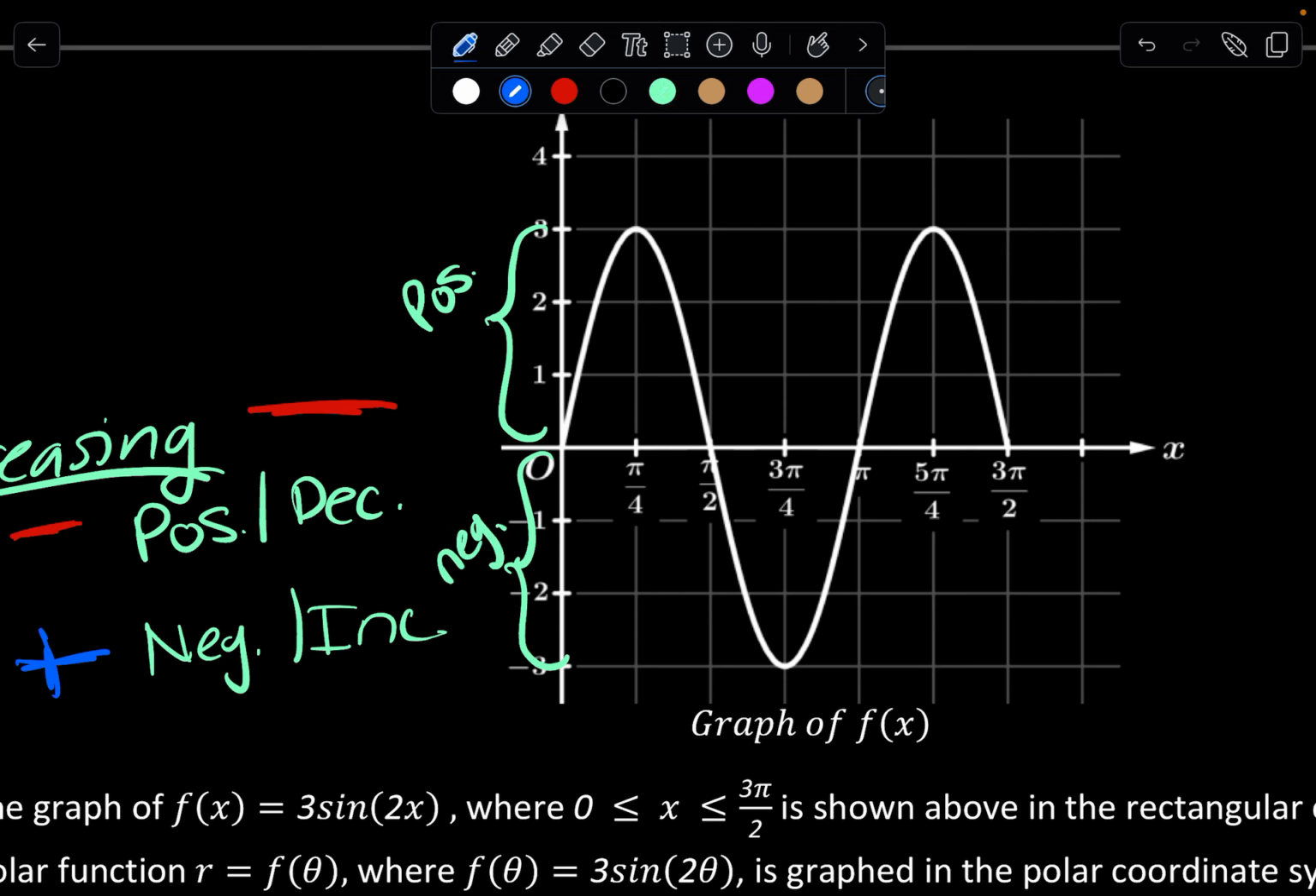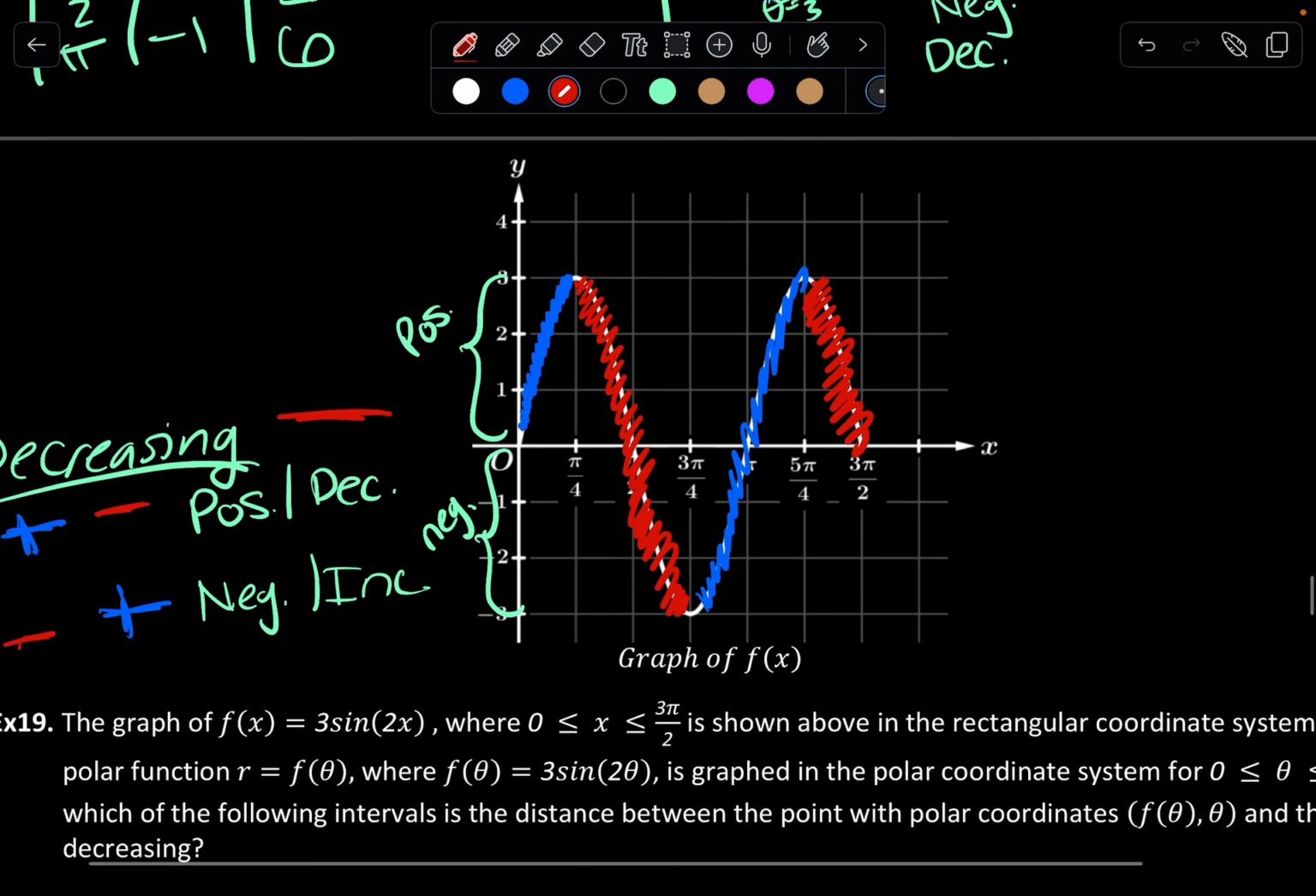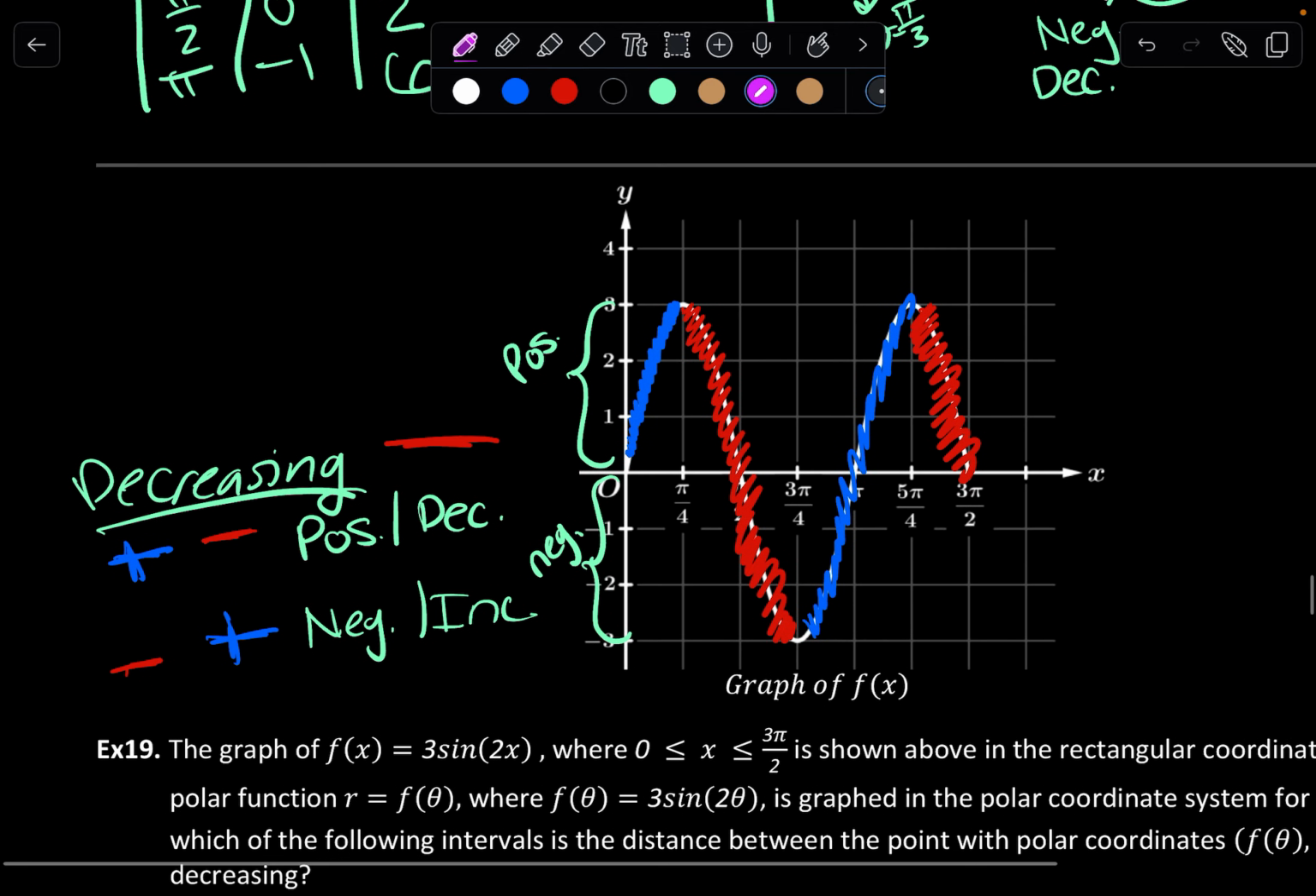So now if we look at the curve and its slope, it's increasing from 0 to pi over 4, and then it's decreasing from pi over 4 to 3 pi over 4. We see that minimum, and then it's increasing from 3 pi over 4 to 5 pi over 4, and then it's decreasing from 5 pi over 4 to 3 pi over 2. Okay, so I'm going to use the pink. We'll say that that is increasing. The radius is increasing, and then for the green, we'll say that it's decreasing.